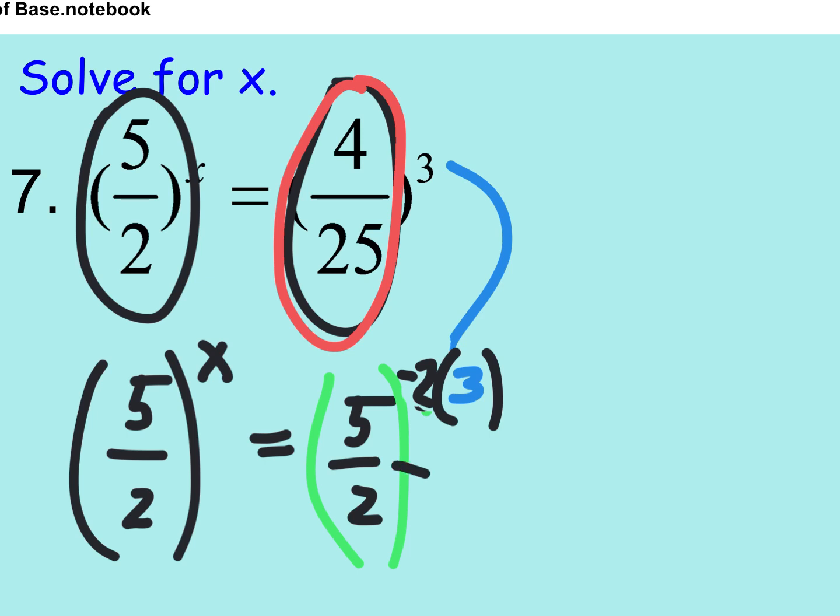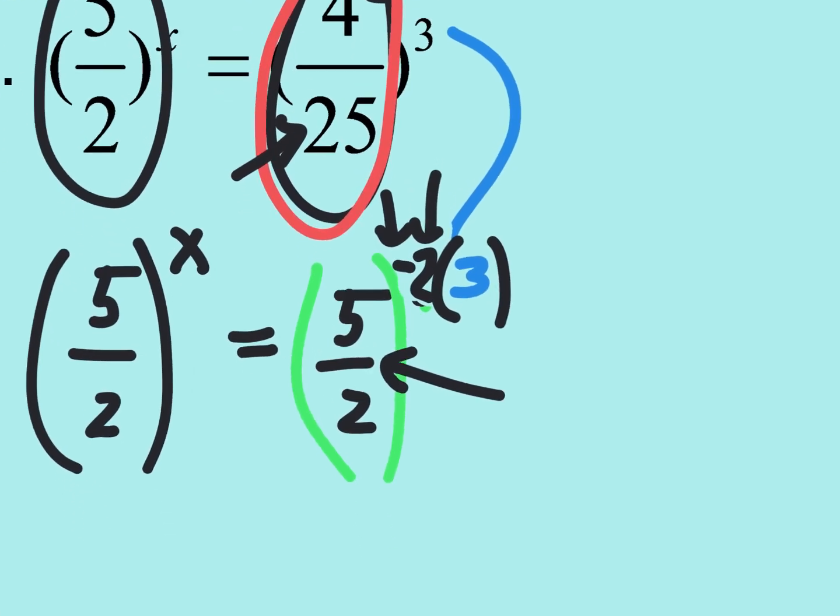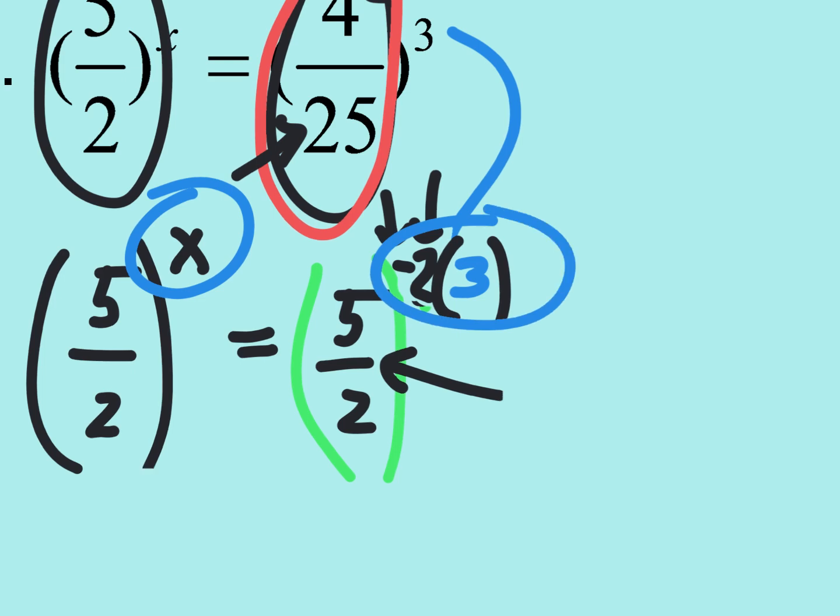Because we needed these to get squared so that they would be bigger numbers. And we needed it to flip. That's squaring, that's flipping. So after you've made the bases the same, then it's just that equals that. And so it's easy, x equals -6. Because -2 times 3 makes -6.